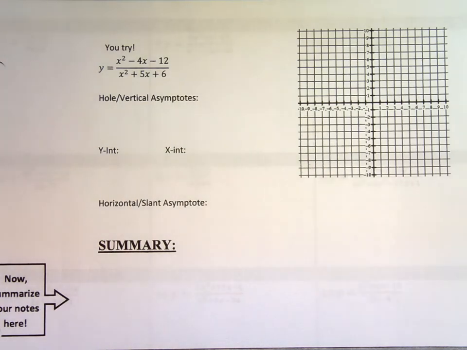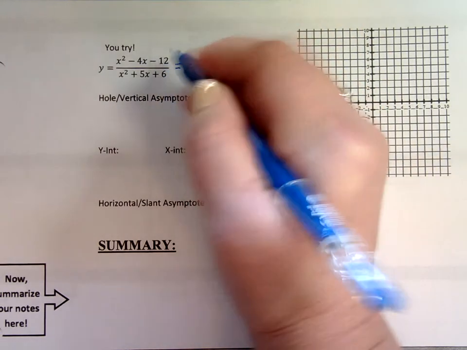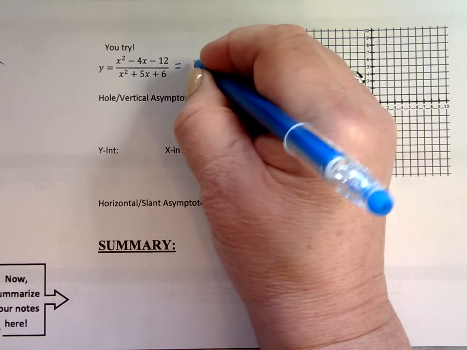All right, so what's the first thing you're supposed to do? First thing you're supposed to do is factor. This guy factors. He is two numbers that multiply to negative 12, add to negative 4. You have 6 and 2, x minus 6, x plus 2.